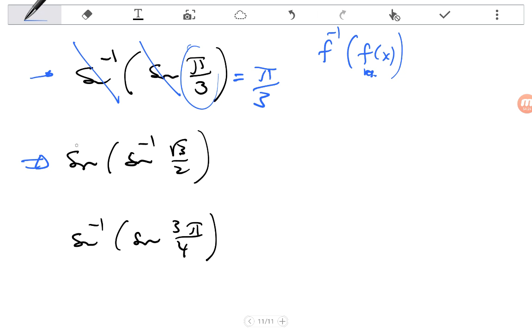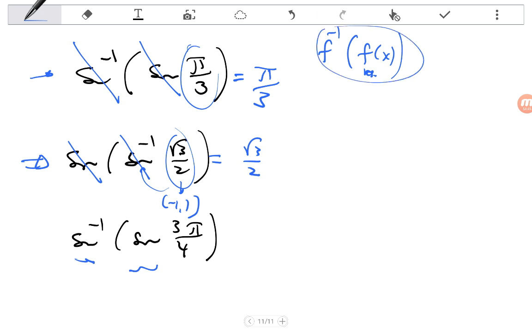Now, for this to cancel, this must be in the domain of sine inverse. The domain of sine inverse must be from negative 1 to 1. Is it from negative 1 to 1? Yes, so the result will cancel each other, it will be like this. What about this one? Can I cancel the sine inverse with the sine in this case?